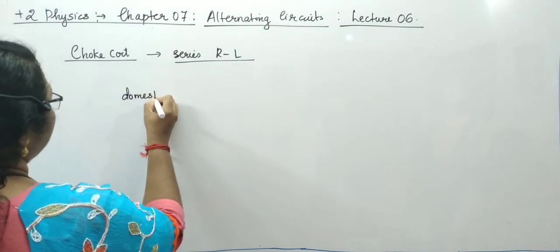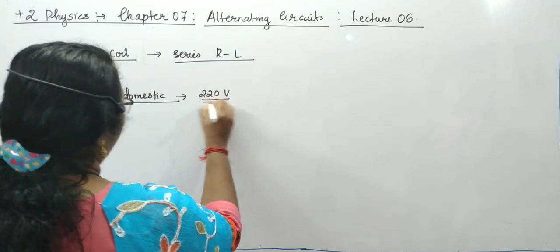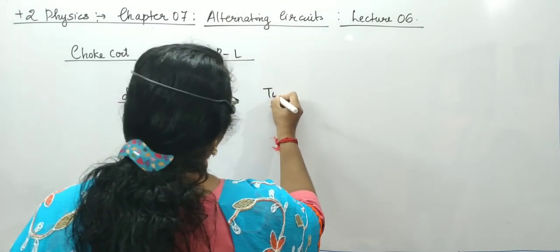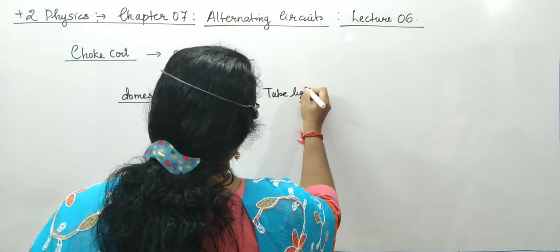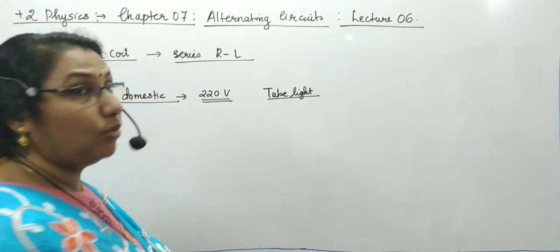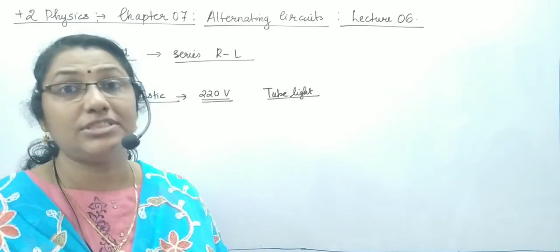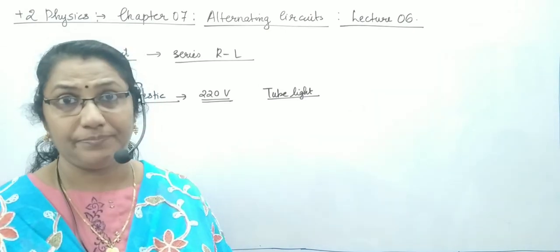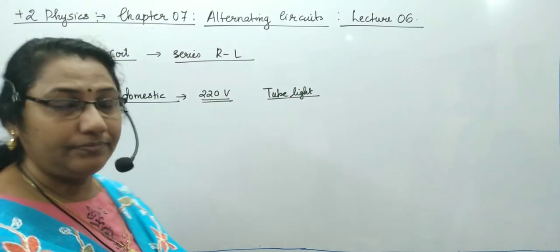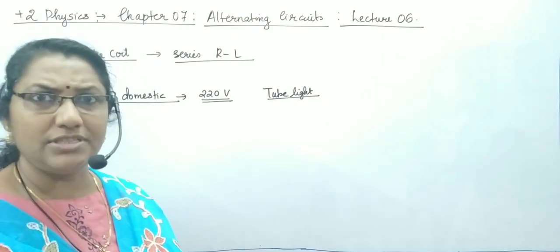The AC voltage given is 220 volt. But devices like a tube light don't require such a high voltage. They do not want this much high voltage; they work on a low voltage. So we have to reduce the voltage coming across this tube light. For that we use a choke coil. Why don't we use a resistance directly?